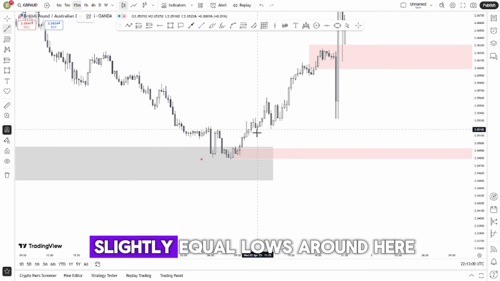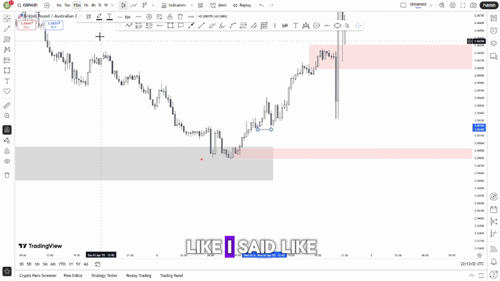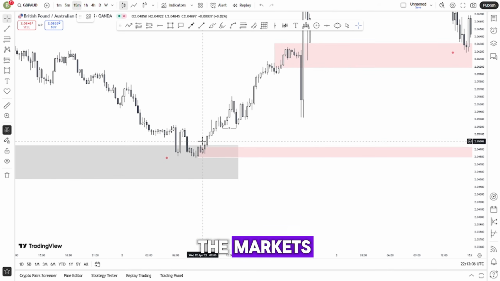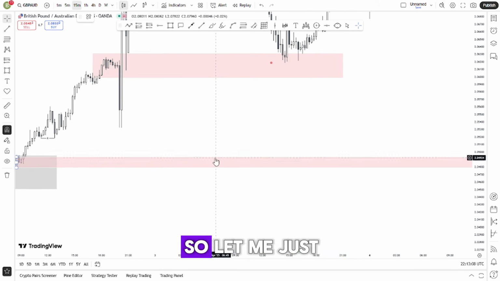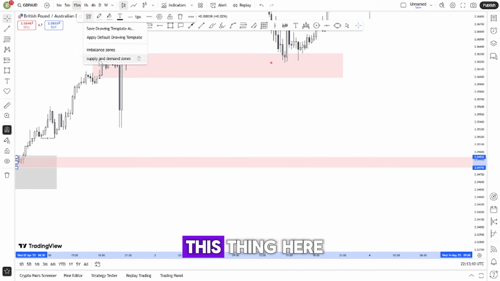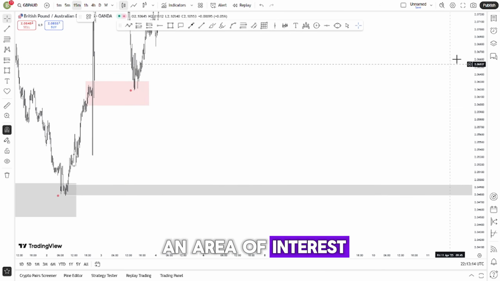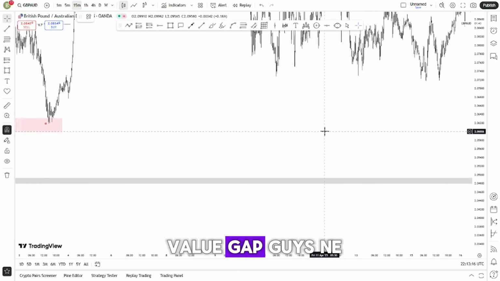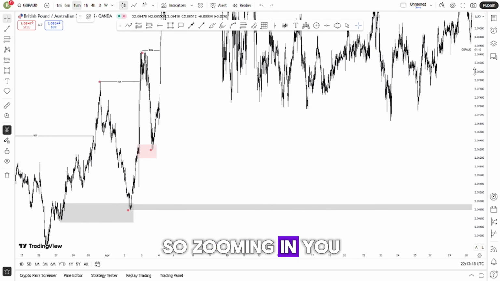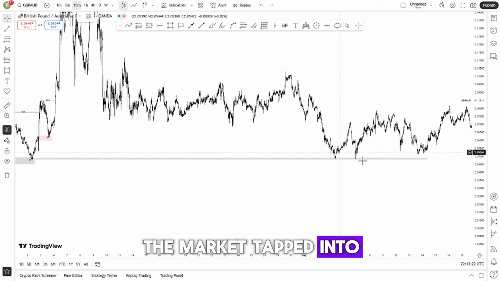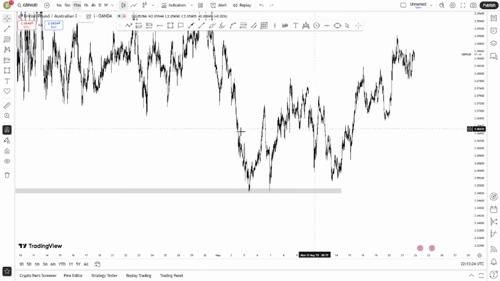Then we had slightly equal lows around here. Like I said, there is a lot that you need to understand when it comes to the markets. Then we had a fair value gap right there. So let me just change the color for this thing here, just because it's an area of interest. It's not a fair value gap, guys. So zooming in, you can clearly see that the market tapped into this area here.